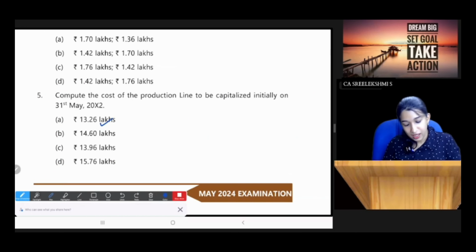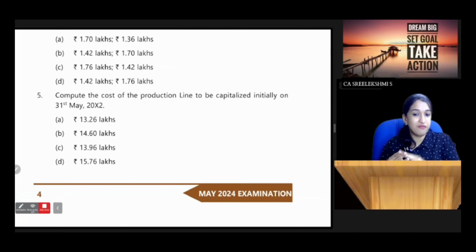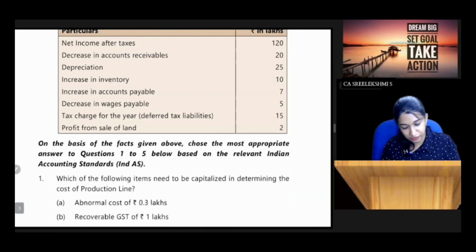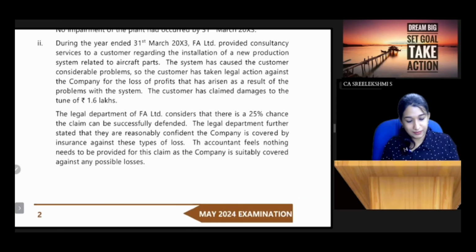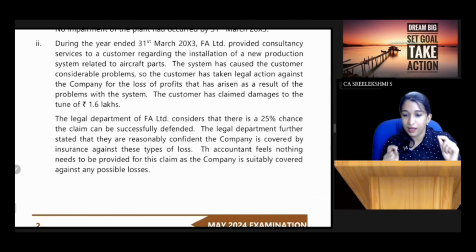13.26. So question number 1, 4 and 5 is related to the first case study. Okay, fine. It's fine for us. Then 2. See, what I'm trying to tell you is have a very good level of presence of mind and then read.